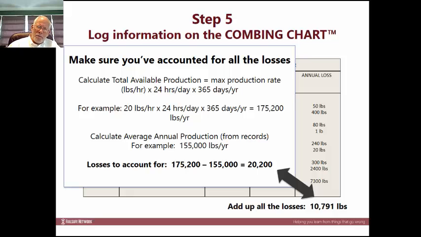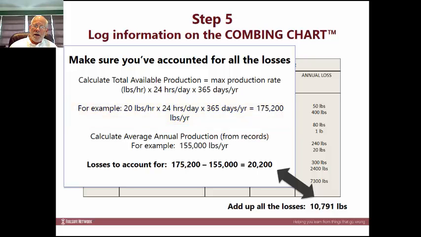So you might want to go back and listen to this a couple of times. It's not complicated to do. It's just a little complicated to talk about. So the first thing we're going to do to make sure we've accounted for all the losses is calculate the total available production in your unit, or the maximum production rate in pounds per hour times 24 hours a day times 365 days a year. For example, if you have a production unit that can produce at its maximum 20 pounds an hour, then 20 pounds an hour times 24 hours a day times 365 days a year is 175,200 pounds a year.